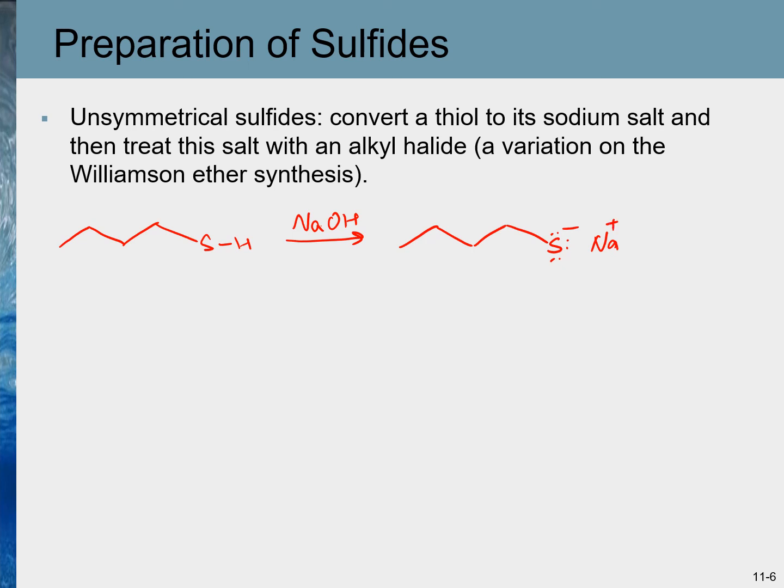The names of these sodium salts are sodium alkyl thiolate. For example, in this case, our carbon chain is 1, 2, 3, and 4. So it's butane thiol. It is 1-butane thiol. So the name of this sodium salt is sodium 1-butane thiolate.